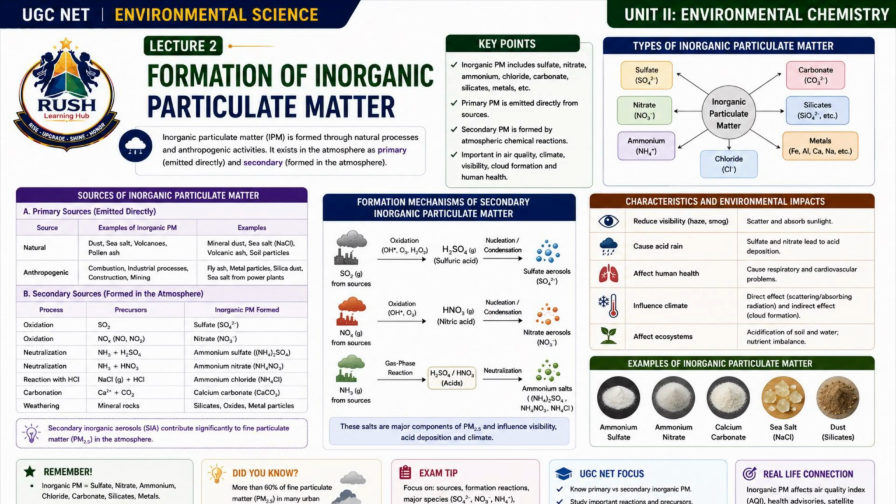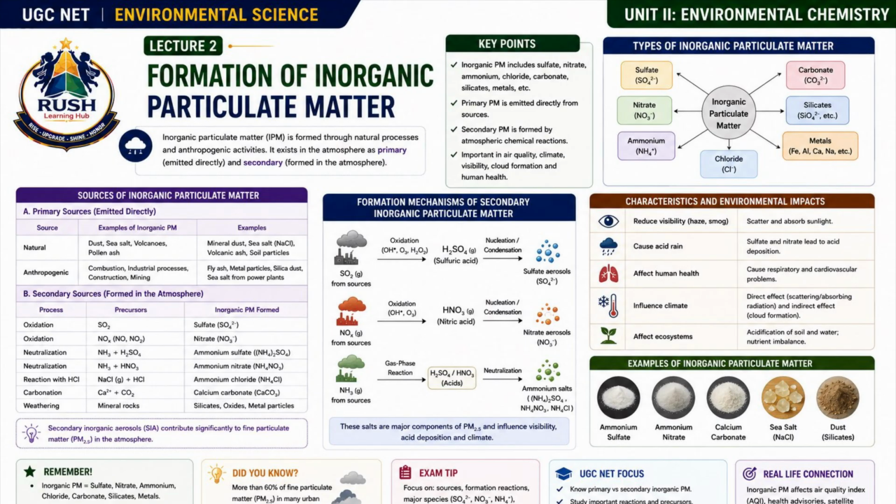Now let's understand how secondary inorganic particulate matter forms. One of the most important precursor gases is sulfur dioxide, or SO2. Sulfur dioxide is released from coal combustion, petroleum refining, industrial processes, and volcanic activity. In the atmosphere, sulfur dioxide undergoes oxidation through reactions involving hydroxyl radicals, ozone, and hydrogen peroxide. This oxidation converts sulfur dioxide into sulfur trioxide and eventually into sulfuric acid.